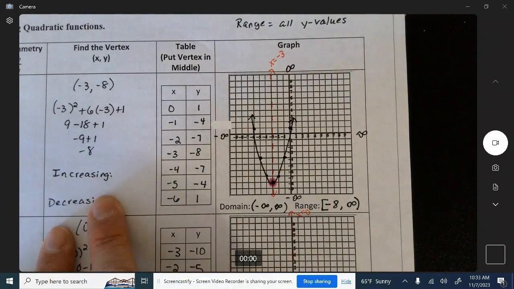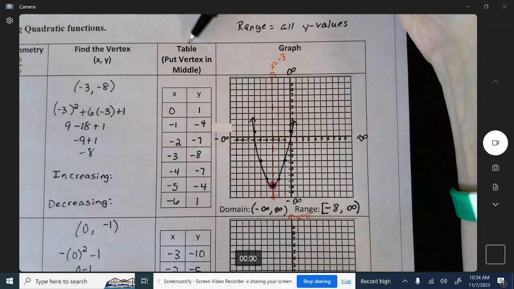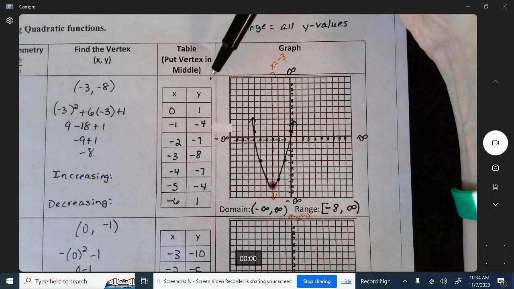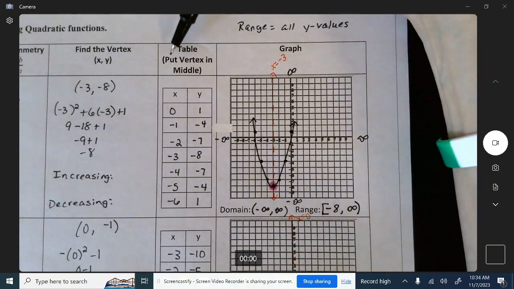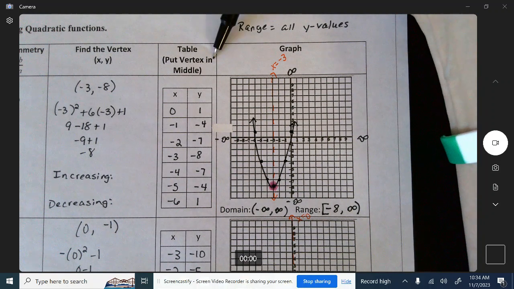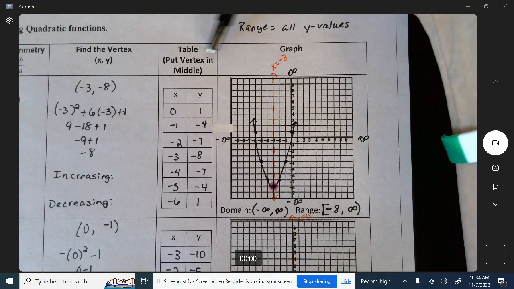Now let's talk about increasing versus decreasing, okay? I want to talk about the way we read just a book. So for instance, up here, I read table, and then I say put vertex in middle. So I want you to notice that middle line. I read it from left to right. Put vertex in. We wouldn't say in vertex put, because we don't read from right to left.